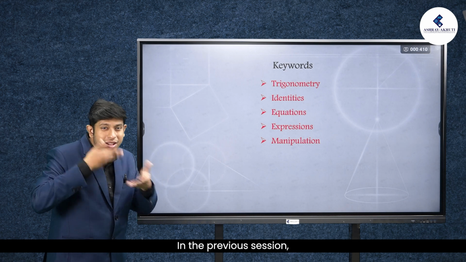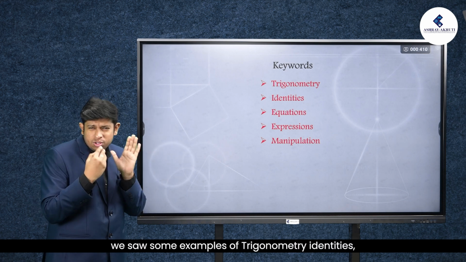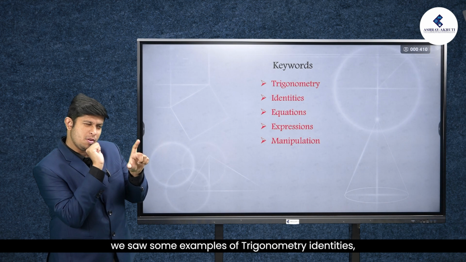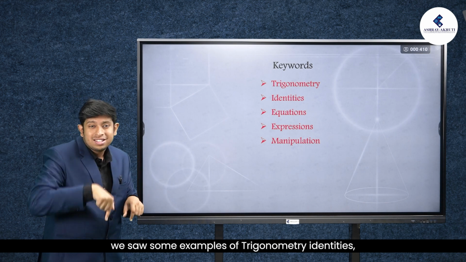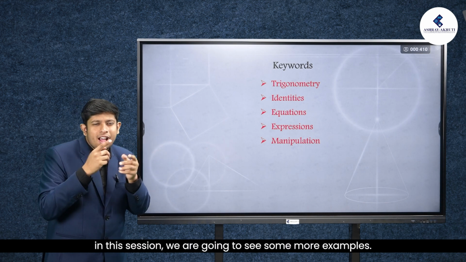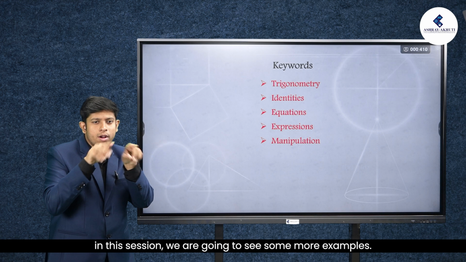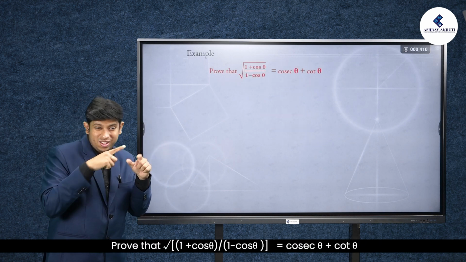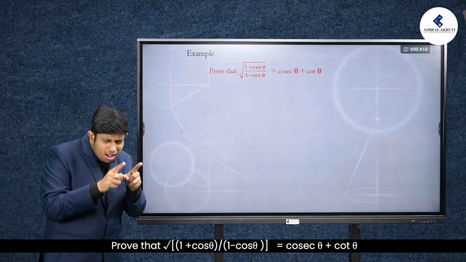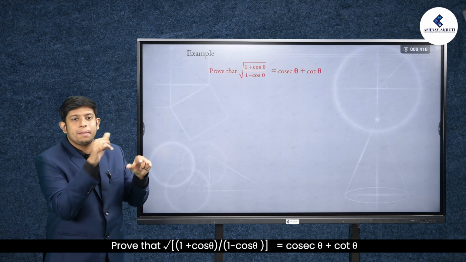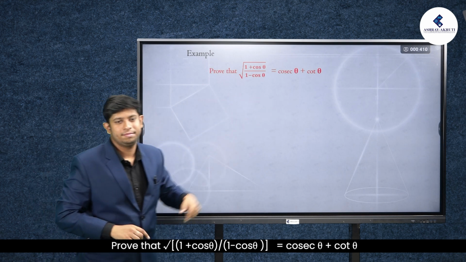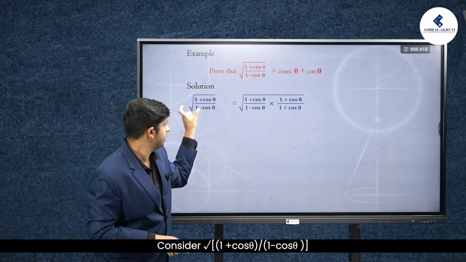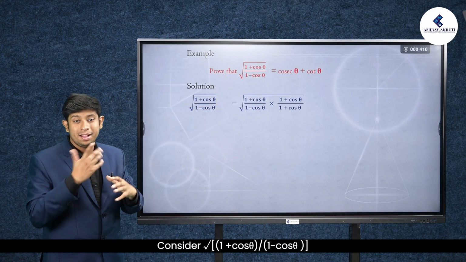In the previous session, we saw some examples of trigonometry identities. Today, in this session, we are going to see some more examples. Example: prove that under root (1 plus cos theta) by (1 minus cos theta) is equal to cosecant theta plus cot theta. Solution: consider under root (1 plus cos theta) by (1 minus cos theta).